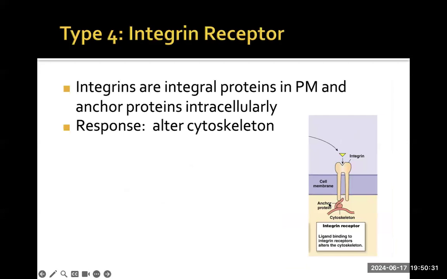Last one here is the integrin receptor. It's going to be using integral proteins in the plasma membrane to anchor the proteins intracellularly and change the cytoskeleton structure.